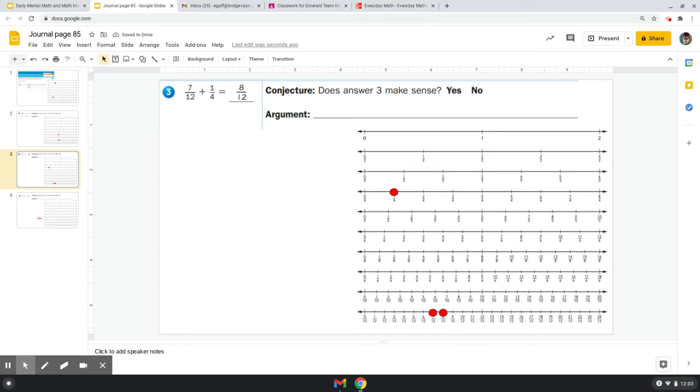So if I had 7/12 and then I added a fourth to it, does it make sense that I would have 8/12? No, it doesn't really make much sense. When I look at the size of 1/4, that's a pretty big jump. And if I added that to 7/12, I would definitely jump over the 8/12. Now for this problem, 7/12 and 8/12 are pretty easy to compare because they have the same denominator. So can you come up with an argument that would explain why 7/12 plus 1/4 would not equal 8/12?